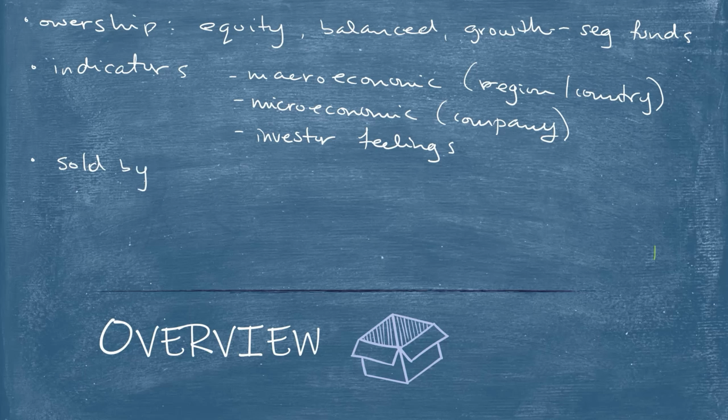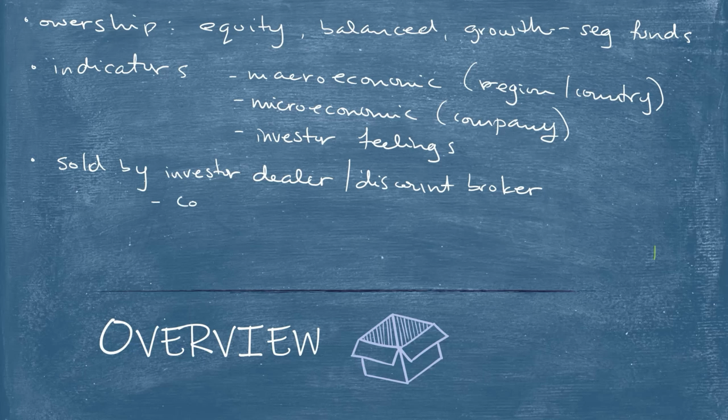Stocks are sold by an investment dealer or a discount broker. The difference between an investment dealer and a discount broker is that an investment dealer actually provides advice to the client. So they will give some information and really help the client figure out what the best option is for them. Whereas a discount dealer just does the trades and does not give any advice to the investor.